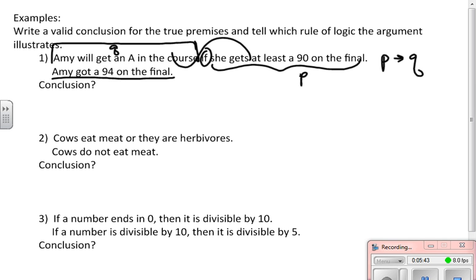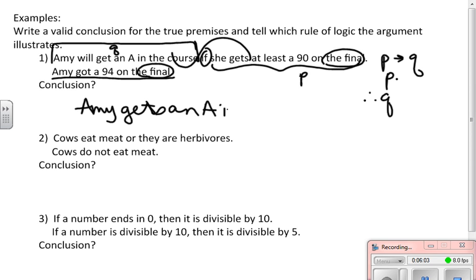Here's my conclusion. Amy got a 94 on the final. That means P happened. My conclusion, therefore, Q has to happen. What's Q? My conclusion is Amy gets an A in the course. And this is an example of direct logic.